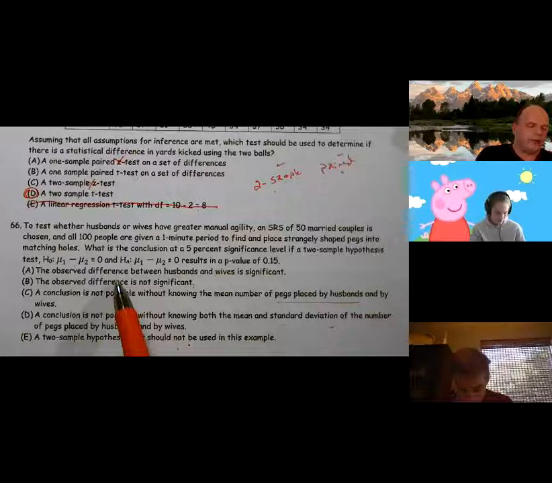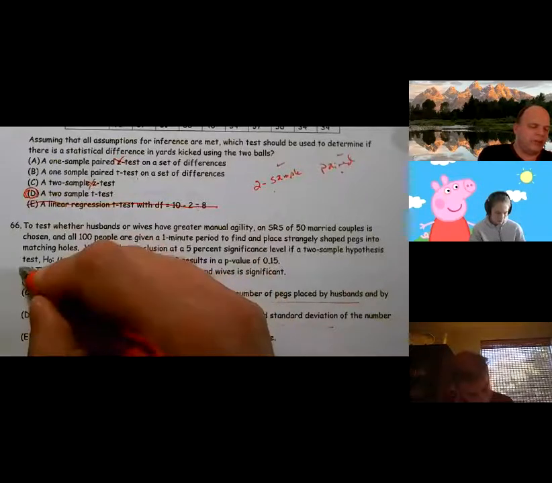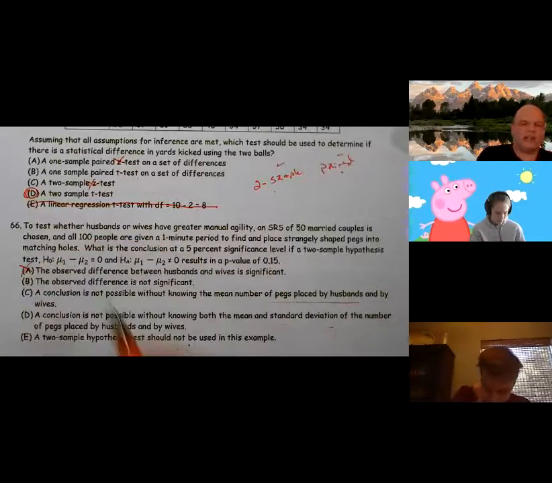So, the observed differences between husbands and wives is significant. Well, that's a pretty large p-value, so that does not appear to be that significant. So I don't really like that answer. The observation is not significant. Well, that's not quite true.